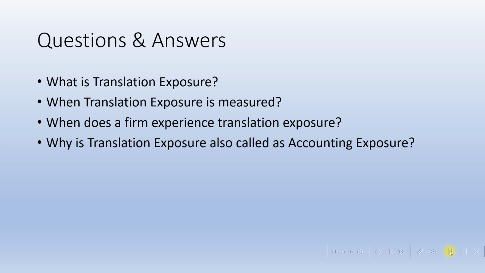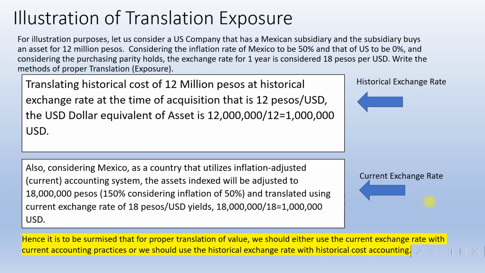Now let us do an illustration of translation exposure. For illustration purposes, let us consider a US company that has a Mexican subsidiary, and the subsidiary buys an asset for 12 million pesos. Considering the inflation rate of Mexico to be 50% and that of the US to be 0%, hypothetically, and considering purchasing power parity holds, the exchange rate for 1 year is considered 18 pesos per USD. Write the methods of proper translation of exposure.